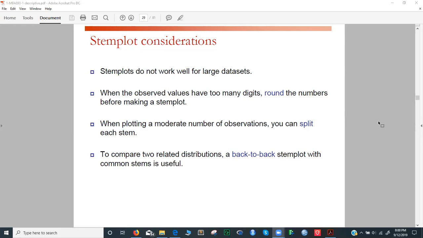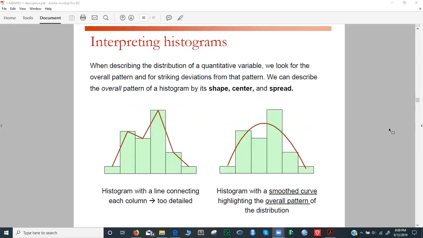But the important thing here, since we're on the slide about stem and leaf plots, is that stem plots do not work well on large data sets. There are all kinds of things that go on, but that's important. For us, we're trying to learn, or review, these things, so we just keep it simple. Stem plots are for small data sets.